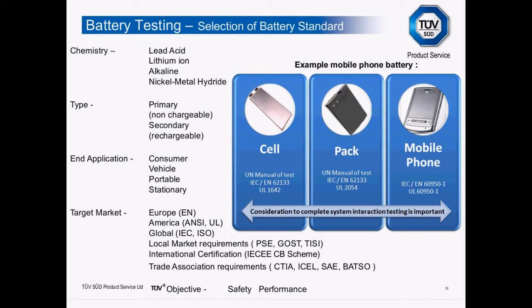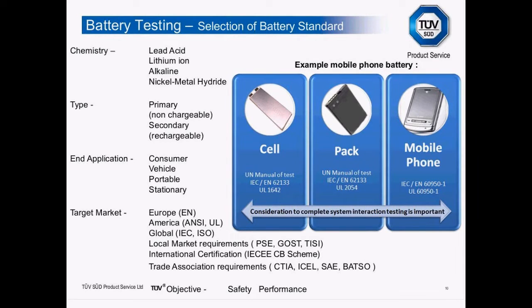Another important area is the target market. You need to know which country your product is going to be sold in. So for example, if you sell your products in America, often UL standards are applicable rather than IEC or EN standards. Also, some countries have particular legislation that needs to be adhered to. So for example, in Japan, certain types of batteries need to comply with the Japanese PSE certification requirements.